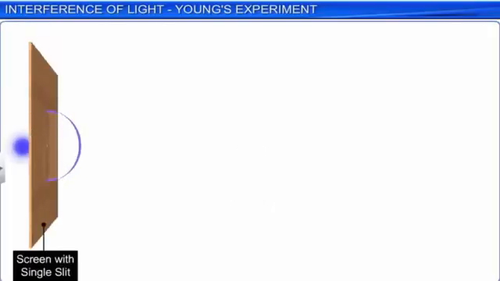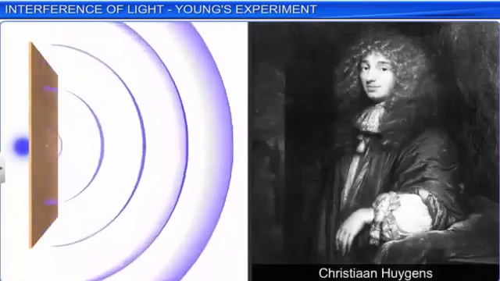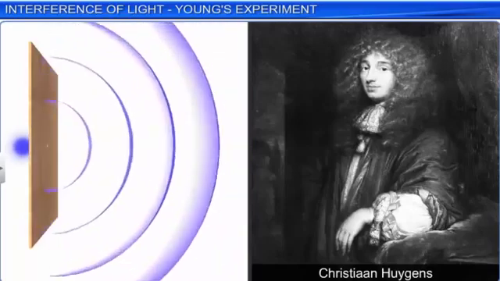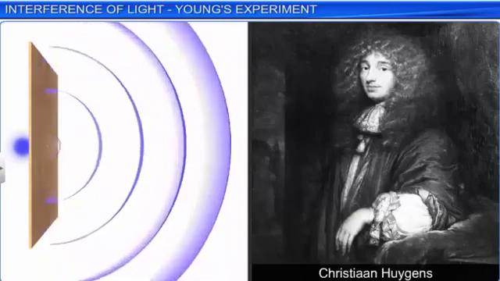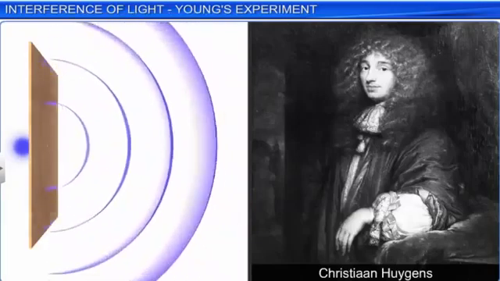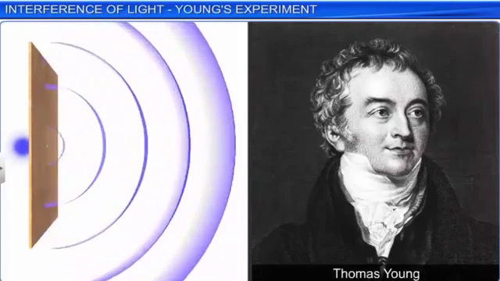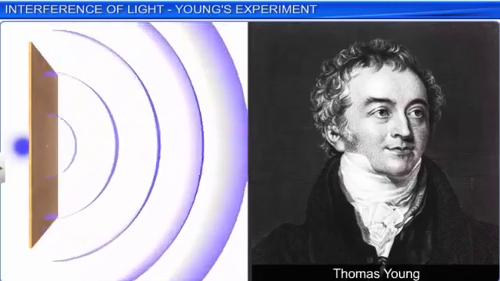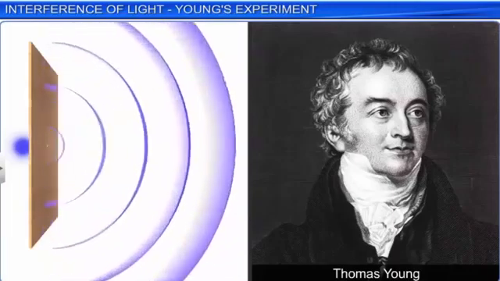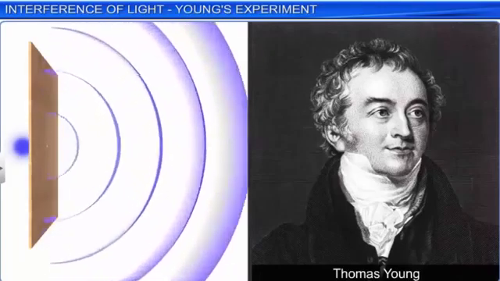If light has wave nature, it must exhibit the phenomenon of interference. When Huygens proposed the wave theory of light in 1678, there was no experimental proof for the interference of light. Subsequently, in 1801, Thomas Young demonstrated experimentally that light exhibits interference. Let's study Young's double-slit experiment.